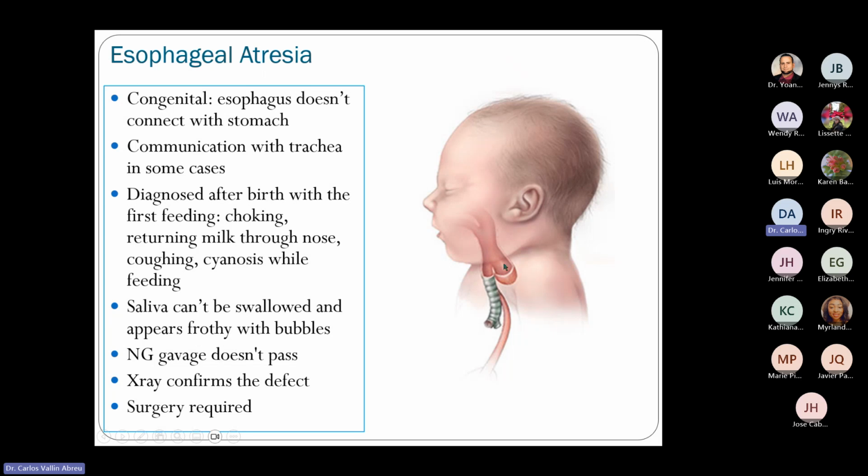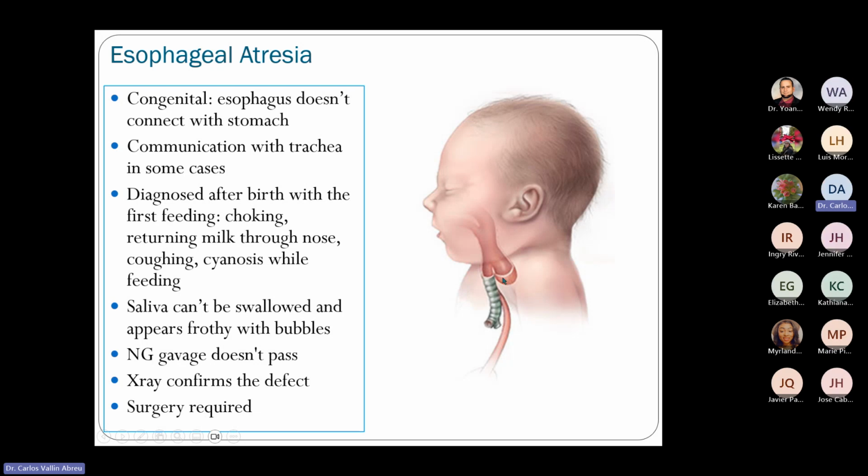Esophageal atresia is when the esophagus doesn't communicate with the stomach, so there is a cul-de-sac here, the esophagus that doesn't continue with the stomach. So when the child, who is born normal, starts drinking milk, sucking milk for the first time, you are going to see that the milk, instead of going to the stomach, cannot go to the stomach and is going to return through the nose. So the client starts choking.